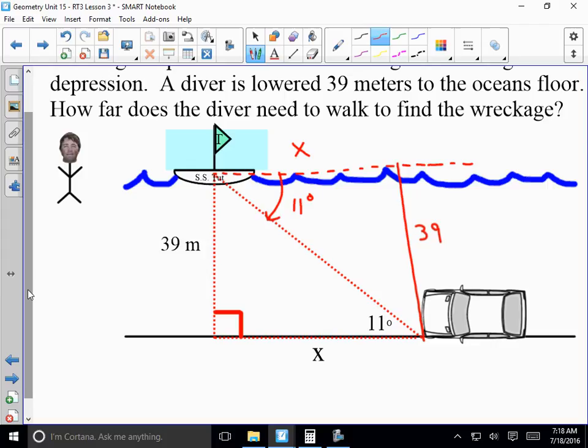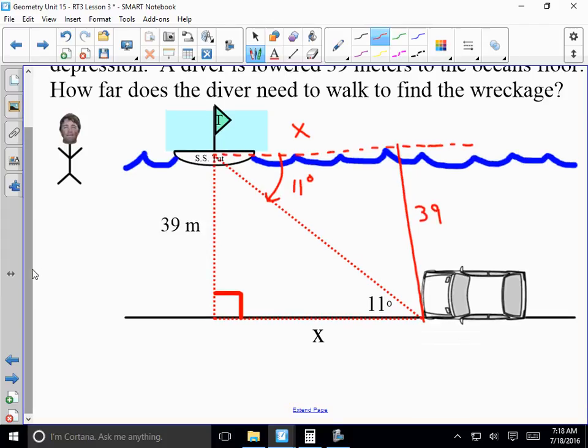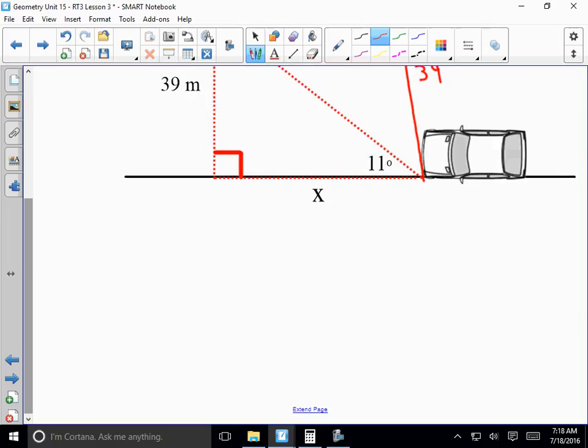And what you notice is the angle of depression from the boat down to the car is the exact same angle as the angle of elevation from the car up to the boat. But make sure you're diagramming it correctly, and then we can work through and solve from here.